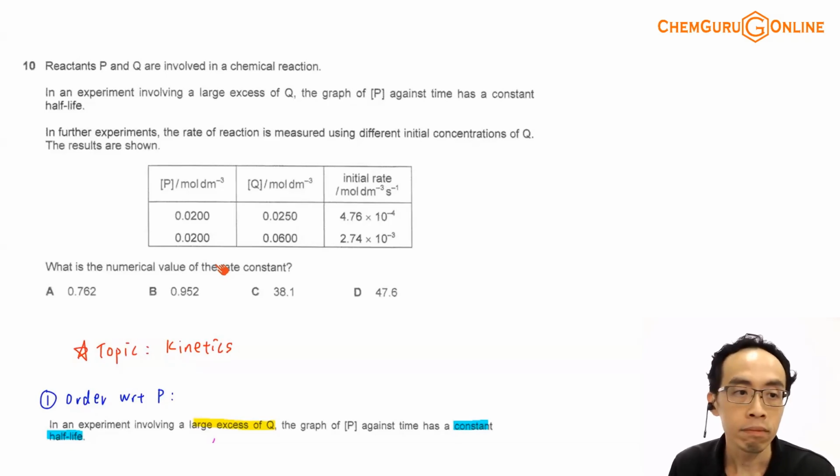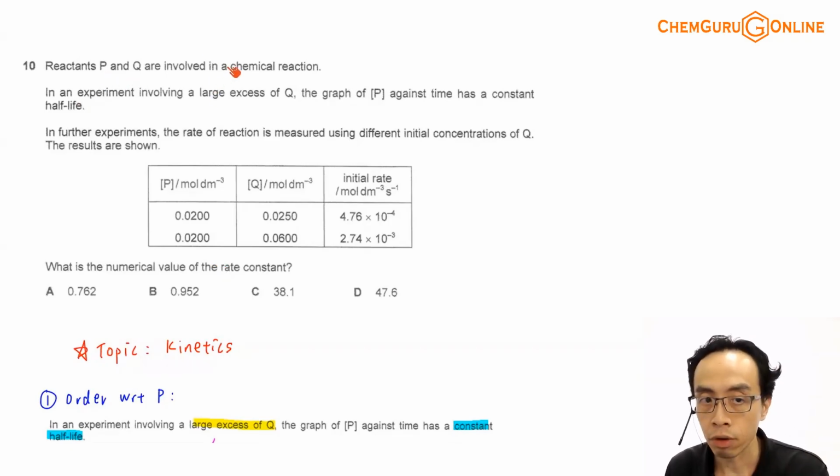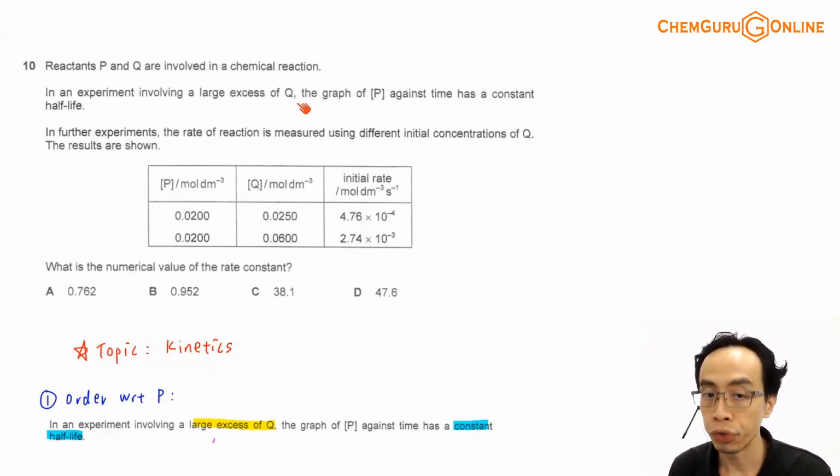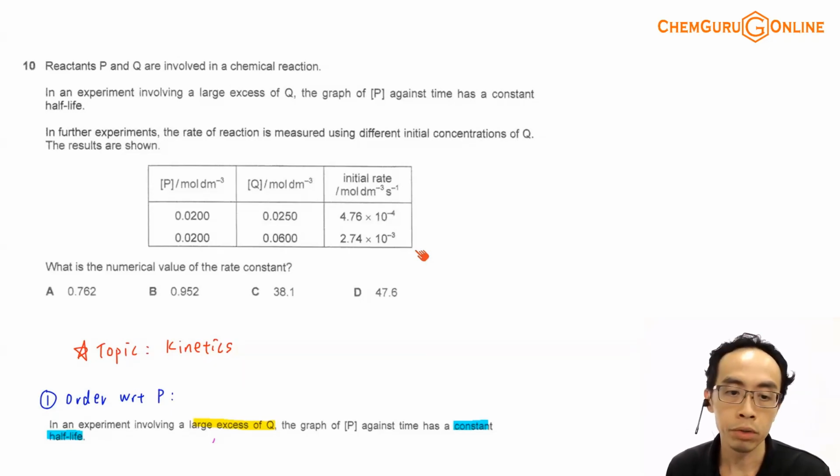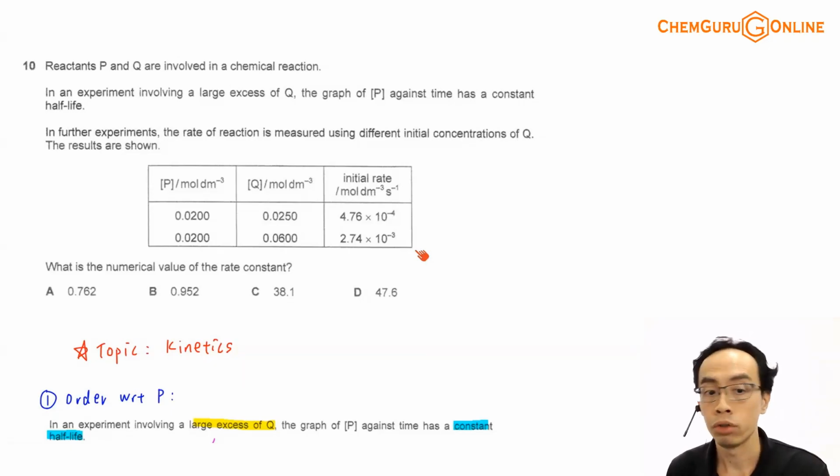All right, question 10. Reactants P and Q are involved in a chemical reaction. In an experiment involving a large excess of Q, the graph of concentration of P against time has a constant half-life. And then in further experiments, the rate of reaction is measured using different initial concentrations of Q. Results are shown here. All right, what is the numerical value of my rate constant? So basically, we need to determine the order of the reaction with respect to P and with respect to Q. Then we write out the rate equation, then we rearrange and solve for my rate constant.